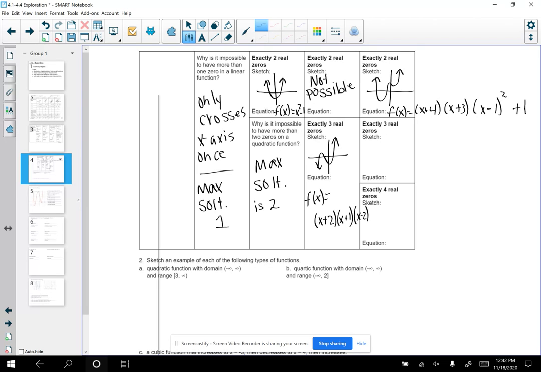Now, is it possible for a quartic to have exactly 3 real zeros? No, it has to be even. And then exactly 4 real zeros? Absolutely. Something like that. 1, 2, 3, 4. And again, any example here would work. I'm just giving an example.